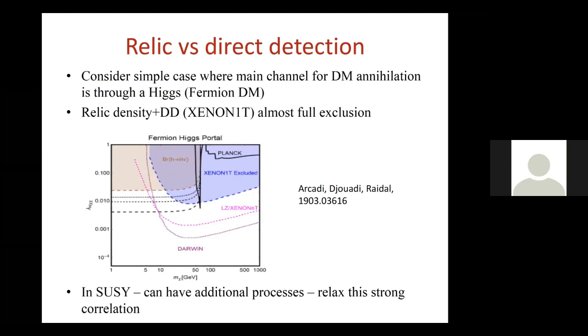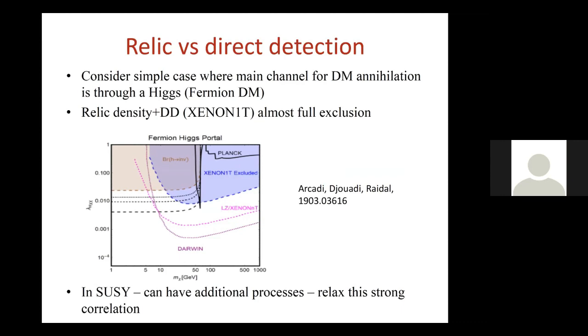Okay, so these were just in general what could be done for WIMPs. We will move to supersymmetry soon, but I just want to give you an idea of how constraining these two measurements, the measurement of the relic density and the upper limit on the direct detection cross-section, can be in a very simple model. So let me consider the case, which is similar to what we will have in supersymmetry, where we have a fermion dark matter that interacts with the Higgs, and that's all.